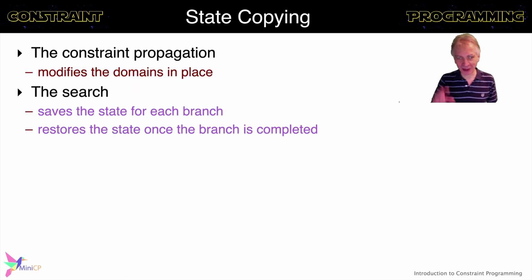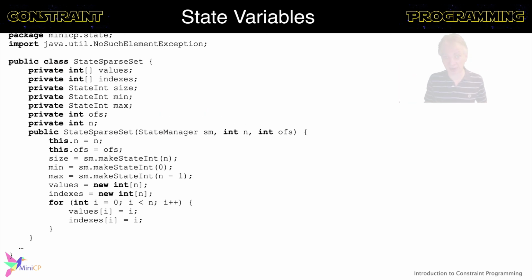Now let me tell you a little bit what it does. What we know is that the constraint propagation is modifying the domain in place. So before every branch, we are going to save the state of the system, save the domain, save what needs to be saved. And then we're going to restore it after the branch is completed. Either we had a success, or we had a failure. In both cases, we are going to restore the state. So this new state instruction there is actually saving the state and restoring the state. We'll go into the details of this later.